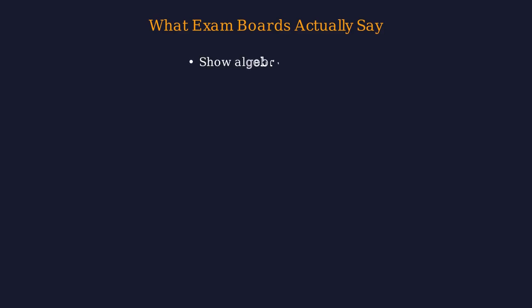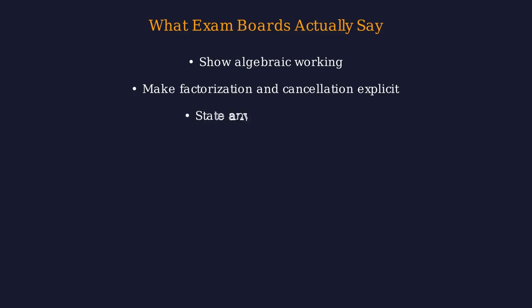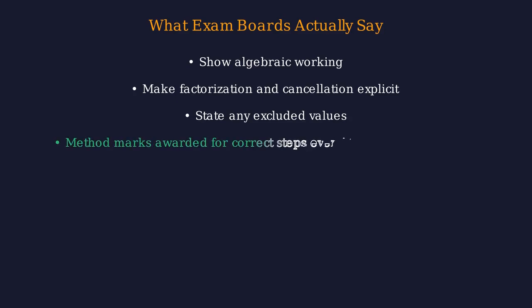News recap. What exam boards actually say. Examiners consistently advise, show algebraic working, make factorization and cancellation explicit, and state any excluded values. Mark schemes award method marks for correct method steps even if the final arithmetic is off. So practice writing those steps clearly. Examiners don't assume them. They award them when they see them.